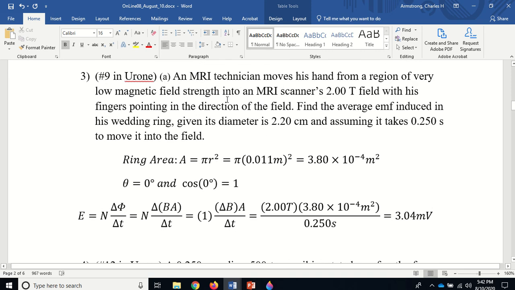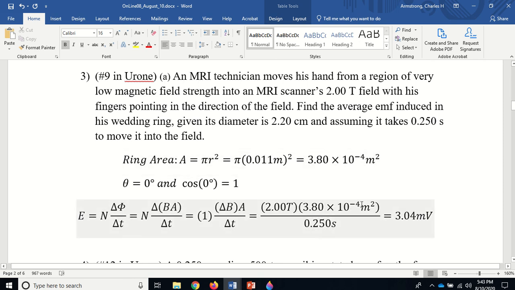The Earth's magnetic field, remember that was like 5 times 10 to the minus 5 or something like that. Very, very, very low. This is 2. 5 times 10 to the minus 5 is what, 0.00005 or something like that. So we can ignore that one. So it went from 0 to 2 Teslas. That's your delta B, 0 Teslas to 2 Teslas.